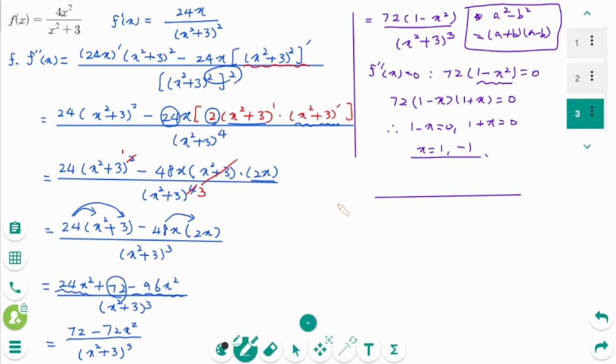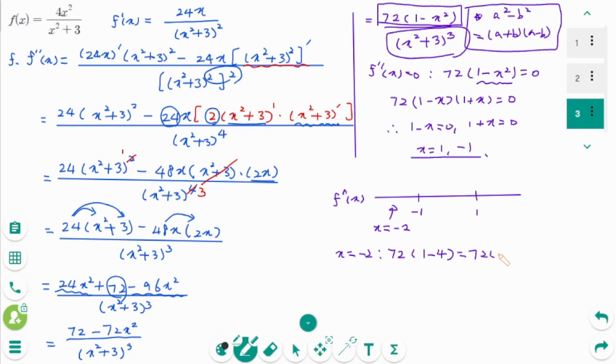There is a number line for f double prime of x, with minus 1 and 1. When the testing number is x equals minus 2, the denominator of f double prime of x is always positive, so we can use only the numerator part, which is 72 times (1 minus x squared). Then 72 times (1 minus 4), which is 72 times minus 3, which is negative.